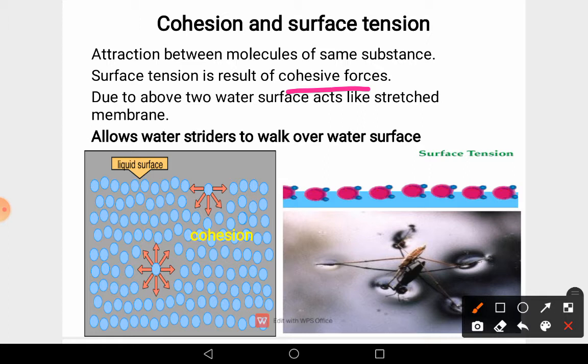You can see here, due to cohesion the water surface acts like a stretched membrane, and this allows water striders to walk over the surface. See, cohesion is nothing but water molecules having affinity with other water molecules. They attract between the molecules of the same substance. We call this phenomenon cohesion, right? And this creates a kind of surface tension, on which small insects can glide.